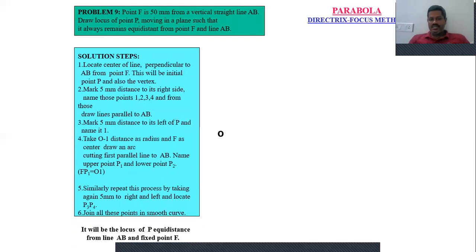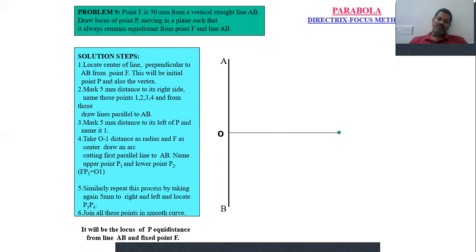So locate a center first and draw a vertical line. From the center point, draw a horizontal line. On that line, locate a point F, which is at a distance of 50 mm from the center, like this. So this point is at a distance of 50 mm. We can call that point the focus.